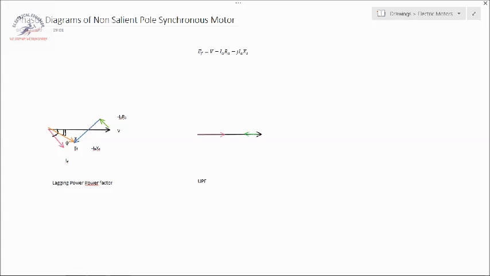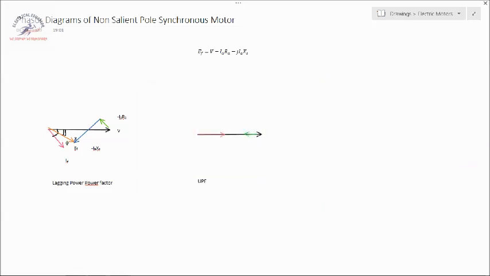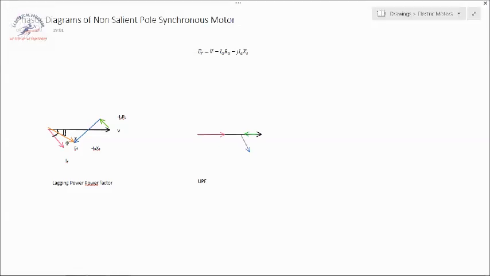Next vector is minus IaXs. So the IaXs vector will lead Ia by 90 degrees. Okay, the IaXs vector will lead Ia by 90 degrees, so minus IaXs will lag by 90 degrees. So I have IaXs, but I want it after IaRa, so I shift that vector here where I have IaRa. Okay.